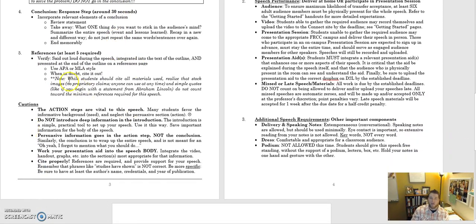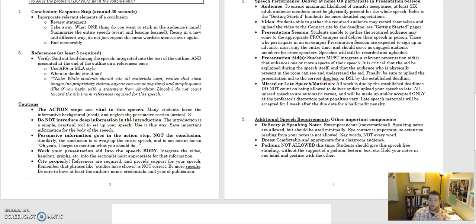Okay? I give you my cautions again, okay? Make sure you can come up with some action steps, all right? Make sure you can actually say, here's what you can do, all right? Here's what you can do. Keep yourself from introducing deep information in the introduction and conclusion, okay? Put your persuasive information in the action. That's where it goes. That's how it works, okay?